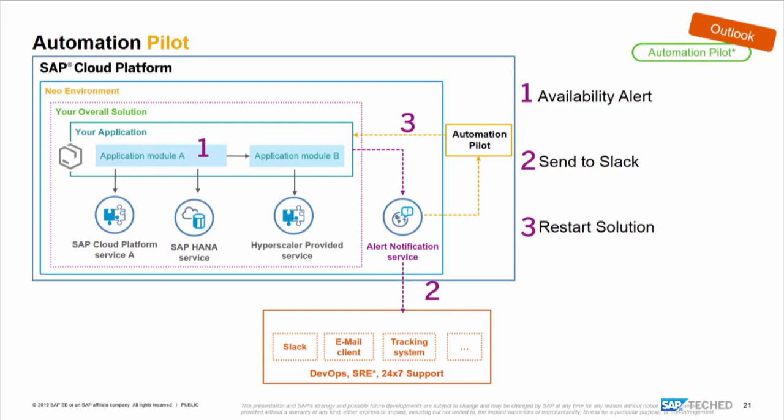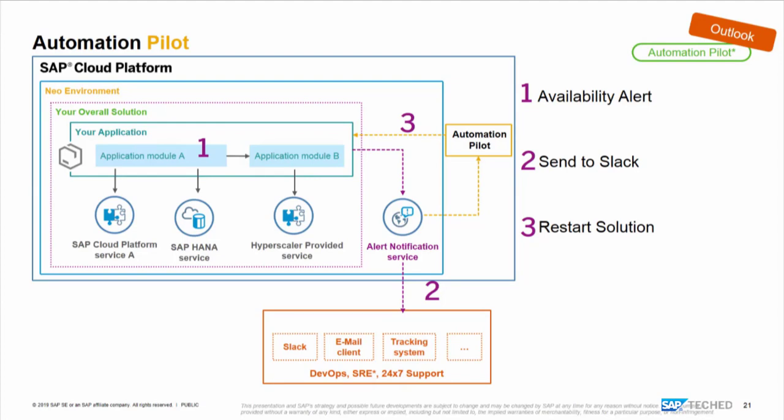What we are going to see: I'm going to trigger an availability alert. Basically, I will make my application unavailable. It's a simple application, which uses HANA, a couple of modules, a normal cloud application. Then I'm going to receive a Slack alert via the Alert Notification service.